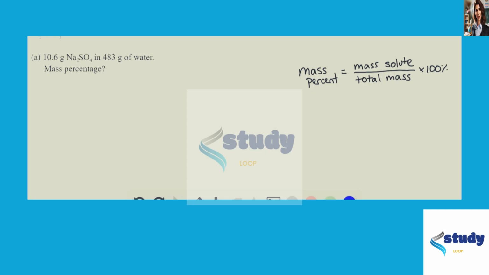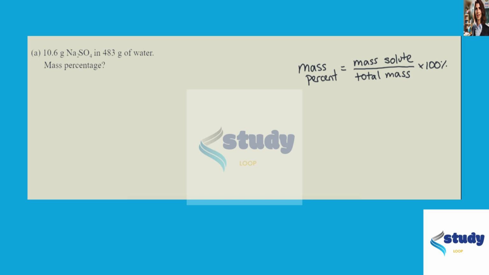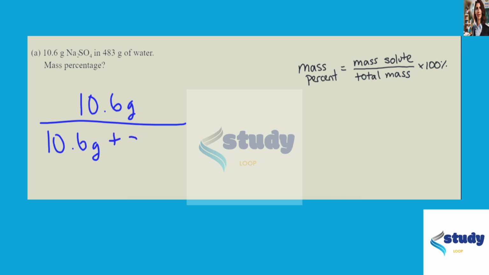In part A, we're given 10.6 grams of sodium sulfate in 483 grams of water. We're asked for the mass percent. Recall that mass percent is the mass of the solute, in this case 10.6 grams of Na2SO4, divided by the total mass. So that's 10.6 grams plus 483 grams. So that's my mass of solute divided by the total mass. I will then take that and multiply by 100%.